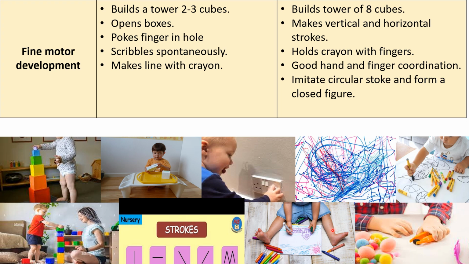Here in two pictures you can see the difference. At the earlier time of toddlerhood they were holding it with their entire palm, but as the child grew they started using their fingers. Now good hand and finger coordination has come and they imitate circular stroke and form a closed figure. You can see from this picture the sun, they have formed a closed figure by imitating the circular stroke. So this is the fine motor development of a toddler.